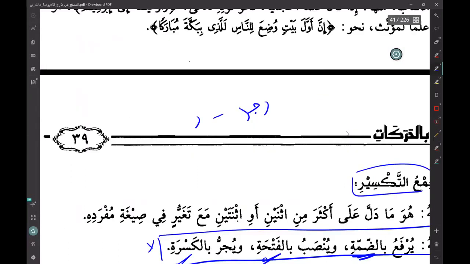The plural of rajul is rijal. So for the marfu, it would be rijalun. For the nasb, it would be rijalan.